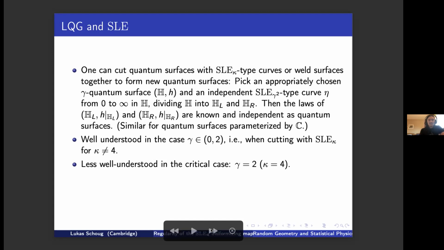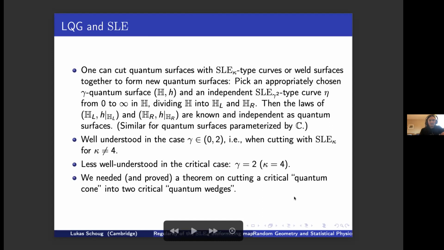However, for the particular case of critical quantum surfaces that we need, it was not written down. So we proved a theorem on cutting critical quantum cones into two critical quantum wedges, basically by taking one whole plane SLE4 and cutting, and then in the new domain we defined a chordal SLE4, with proper weights, and we show that the resulting surfaces are quantum wedges with parameter gamma equal to 2. But I'm not going to talk anything about that. It's just something that I should mention before going into the proof idea.